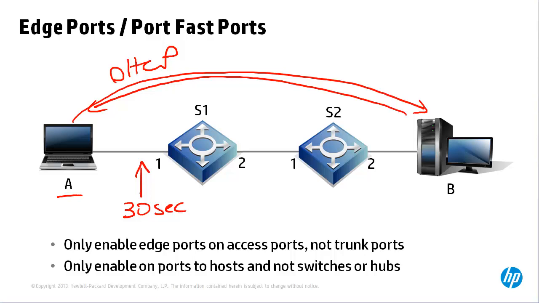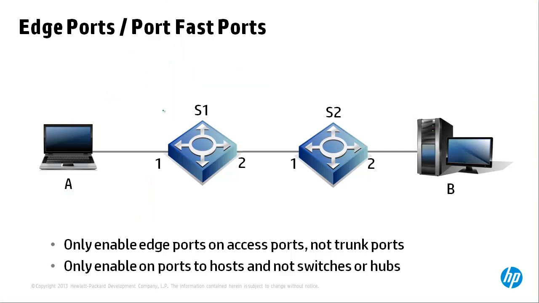So to increase performance, ports connected to edge devices such as PCs and servers are configured as edge ports in spanning tree. Cisco uses the term port fast. HP uses the industry standard term edge ports. It's important that you only enable edge ports on access ports or untagged ports and not trunk ports. In other words, you shouldn't enable edge ports on links between switches, because that may introduce loops in your topology.